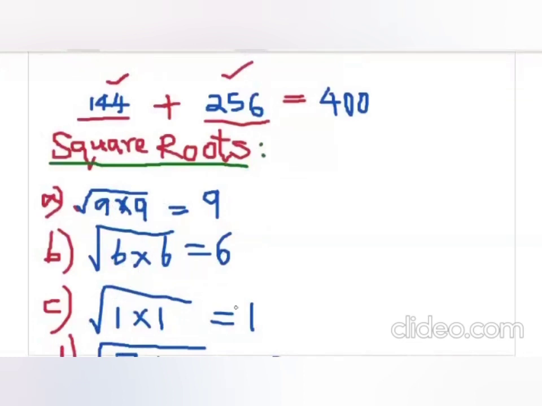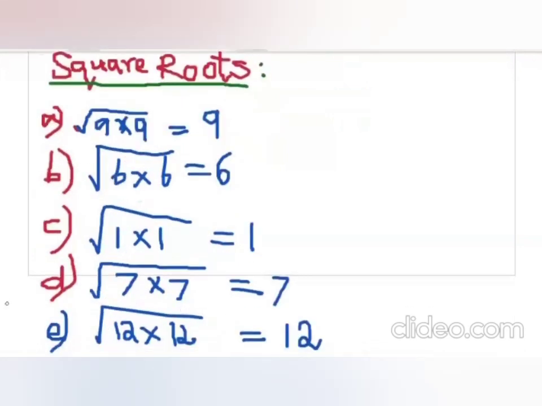And root 1 is always 1, because 1 can be written any number of times. So the square root of 1 is nothing but 1. And the square root of 7 into 7: if you have two same numbers, after taking the square root, you will get one same number. So here we have 7. The root of 7 into 7 is equal to 7. Similarly, the square root of 12 into 12, the final answer is 12.